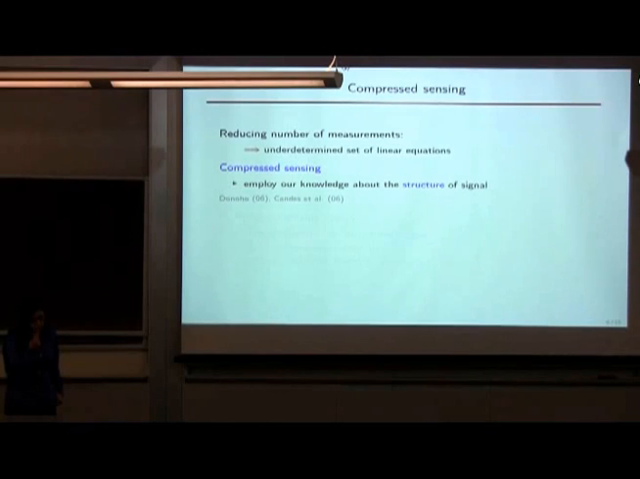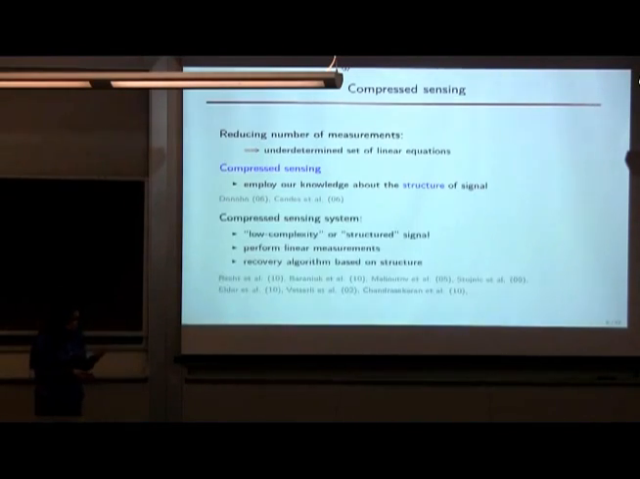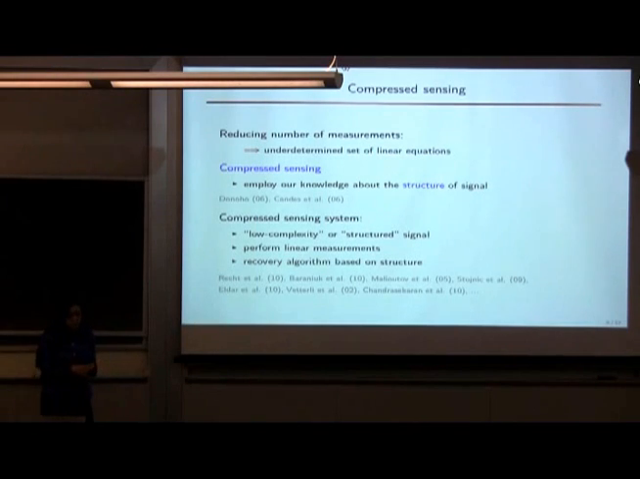But what people observed was that if we reduce the acquisition time, but still have some knowledge about the structure of the signal, we can still solve this underdetermined set of equations and get back our signal. And this is studied in the area of compressed sensing. It's relatively new, and people have proved that this is possible. So in a nutshell, a compressed sensing system would look like this. We have a structured, low complexity signal. We perform some linear measurements. And from that underdetermined set of measurements, we build a recovery algorithm, designed based on our knowledge about the structure of the signal, that gives us back the signal.